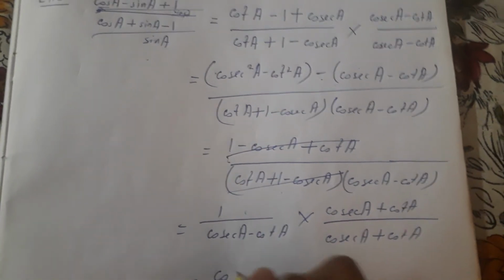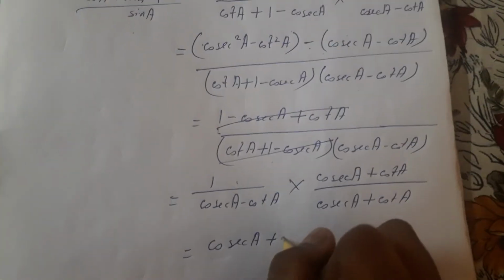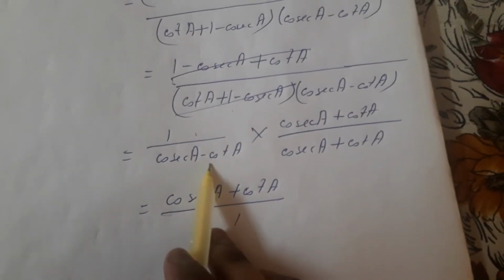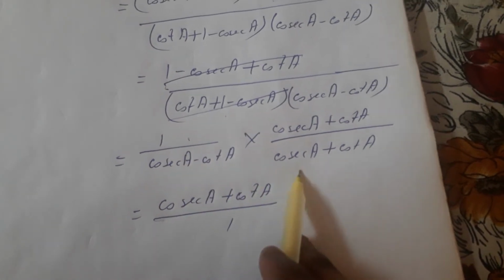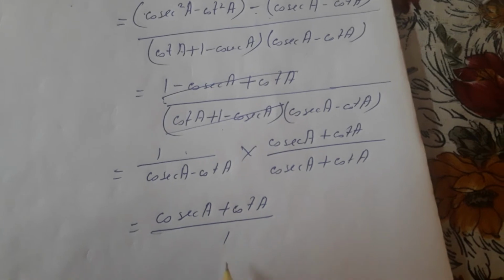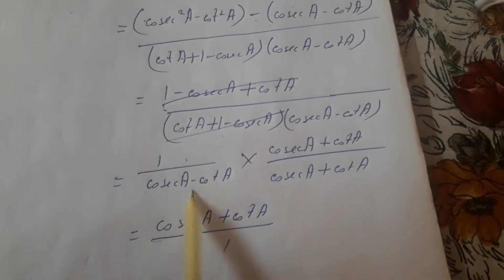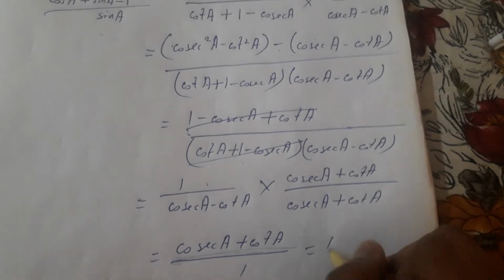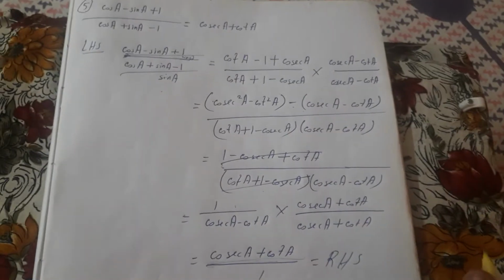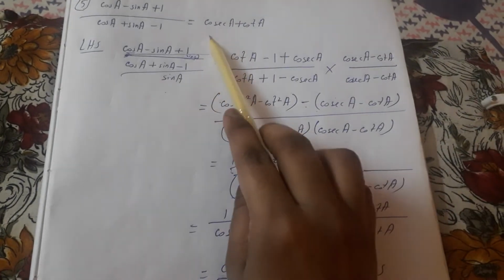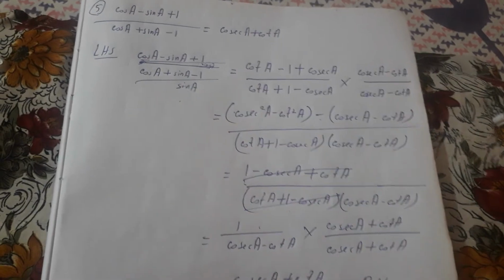In the numerator you will get cosec A plus cot A, and in the denominator you will get 1. Why? Because (cosec A minus cot A) into (cosec A plus cot A) is of the form (a minus b)(a plus b), which is a square minus b square. So cosec square theta minus cot square theta is equal to 1. You will get this, and this is your RHS. In solving these types of sums, you have to first see the RHS, then you have to solve this.